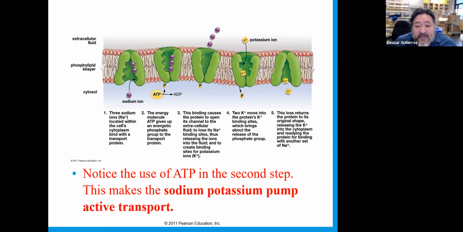So every time that the pump works, 3 sodiums are pushed out and 2 potassiums are pushed in. There's more sodium outside than there is inside, and there's more potassium inside than there is outside. And the fact that we're using ATP here, and the fact that we're going against the gradient of not one, but two ions is the reason that this is active, okay?